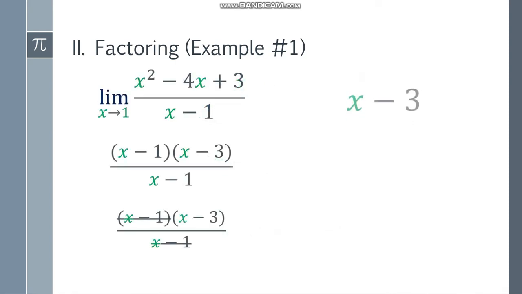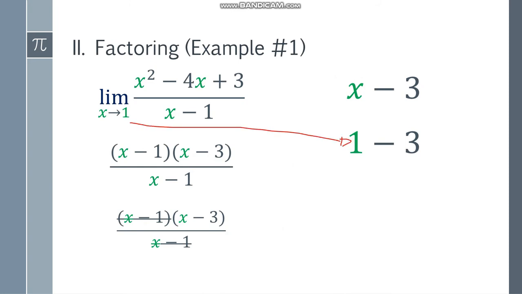We can now do direct substitution. So replace x with 1. So 1 minus 3, that will be negative 2. So that is already the final answer to this question.